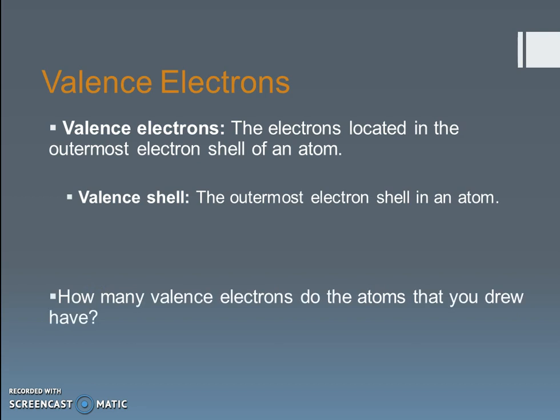So go back to those 3 diagrams you just drew, the carbon, hydrogen, and sodium, and go ahead and label how many valence electrons each one of those has. Do you notice any patterns?